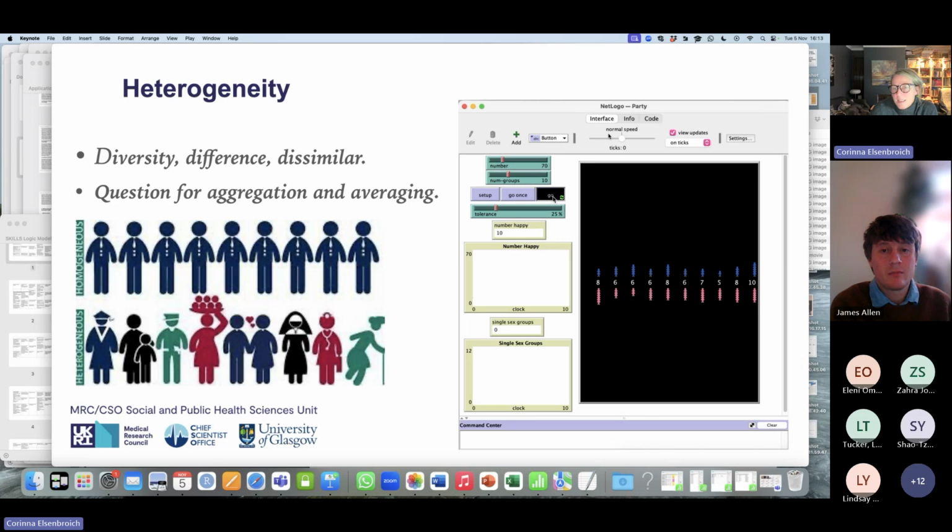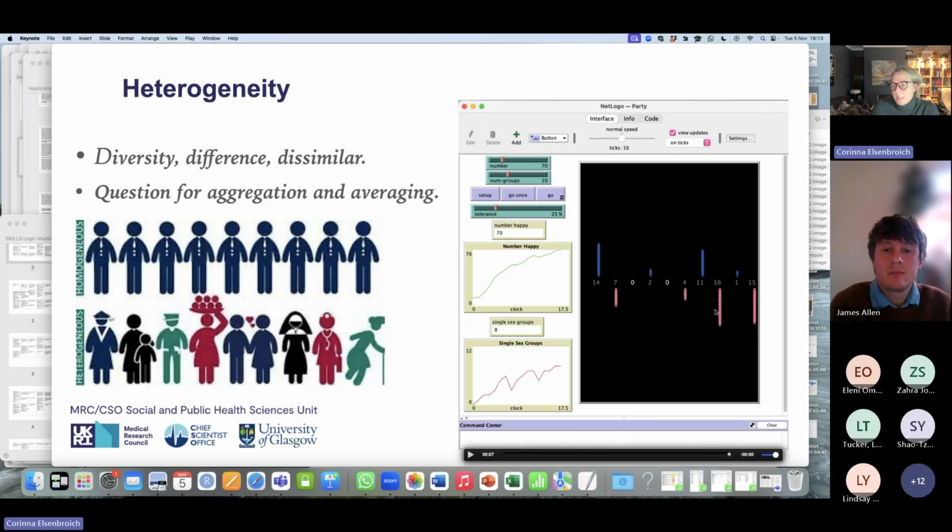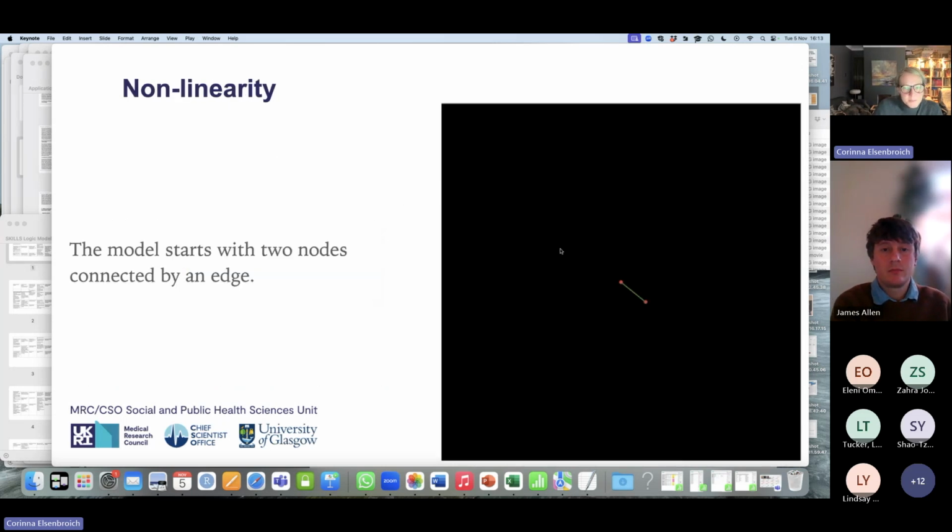And what they do is, as the model goes on, they're just arbitrarily leaving the group they're in and going to another group. We end up with these different size single sex groups along the way, and all of the agents being happy in the end. So here we're modeling a very, very small amount of heterogeneity. It's just different genders and that they want to be in single sex groups. But this is a simple model that shows what an agent-based model can do.